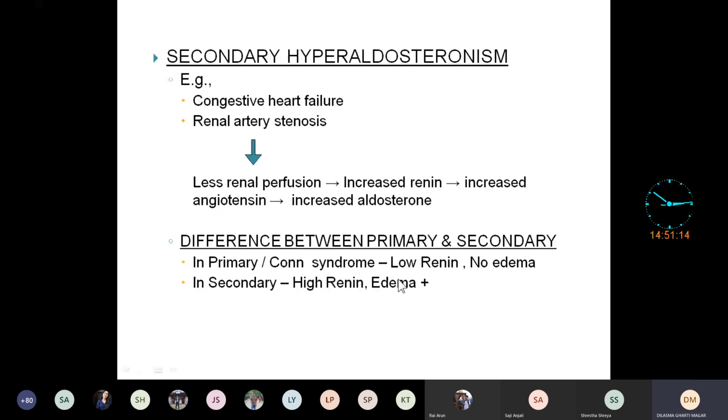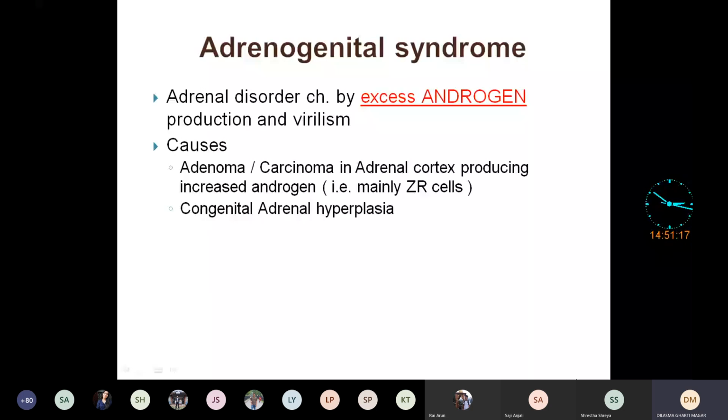Now we'll come to the adrenogenital syndrome. This is the adrenal disorder which is characterized by an excess of androgen. Understood? So there is excess androgen, and it will lead to virilism. Understood? Do you know the meaning of virilism?